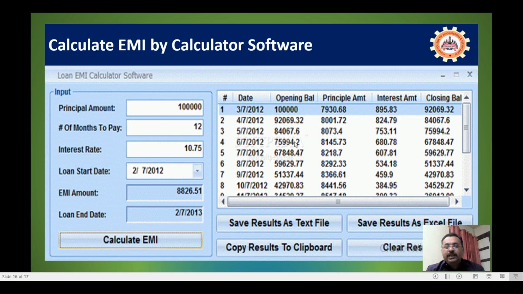A screenshot has been shown here for your understanding purpose. Every bank has its own software calculator, so they will be calculating. It slightly differs here and there, but all the parameters will be the same as what is being shown here in this particular screen for you.